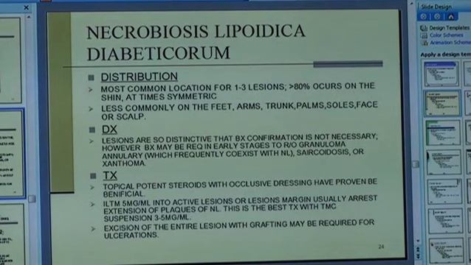Any uniboot or compression therapy? No, there's not much that's really helpful. You know, that's one of the problems.